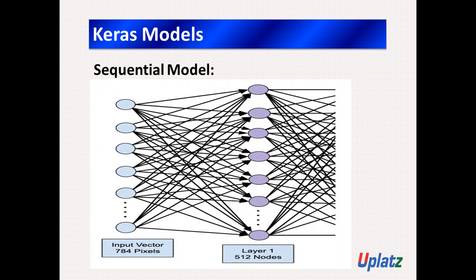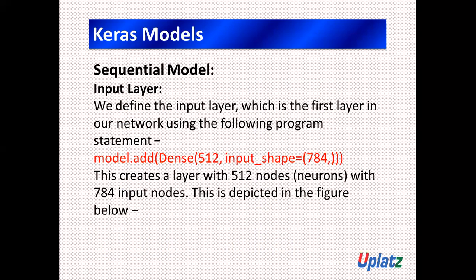What we are doing here is adding the layers into the model. The first layer we are adding here is the input layer. We define the input layer, which is the first layer in our network, using the following program statement, which I highlighted in red: model.add function, and inside that Dense of 512, input_shape equal to 784. What is this statement? It is going to create a layer with 512 nodes, neurons, with 784 input nodes.